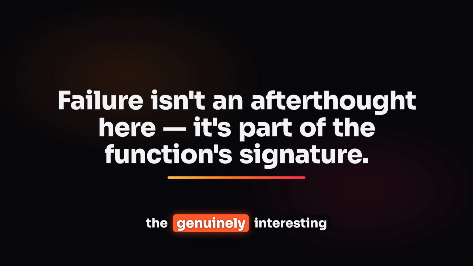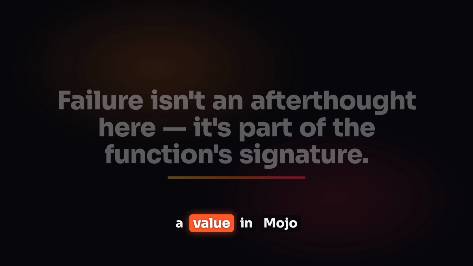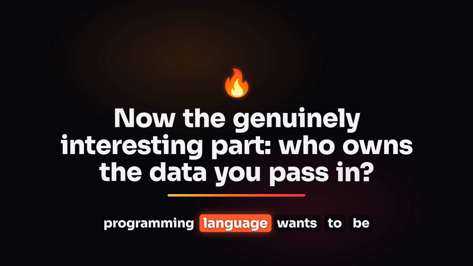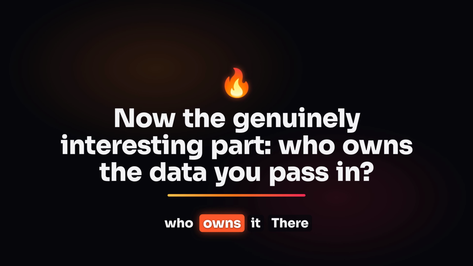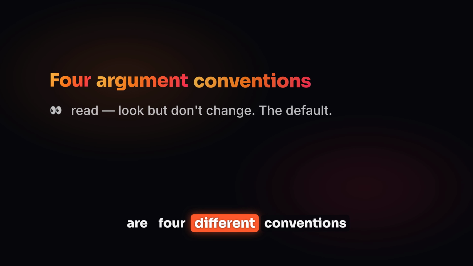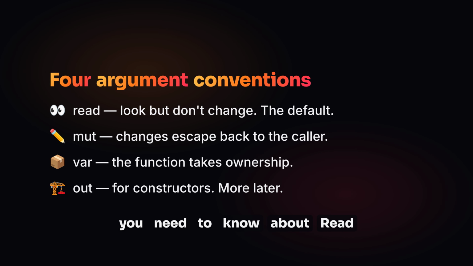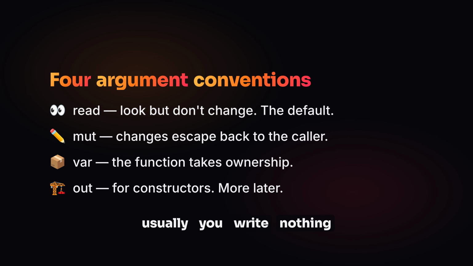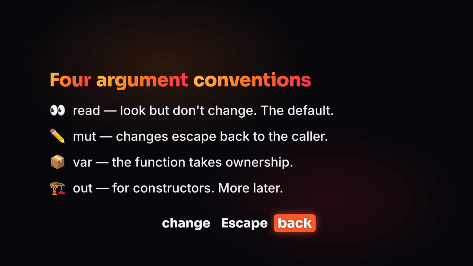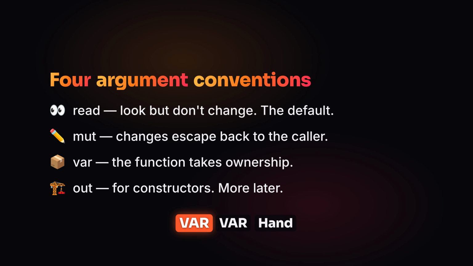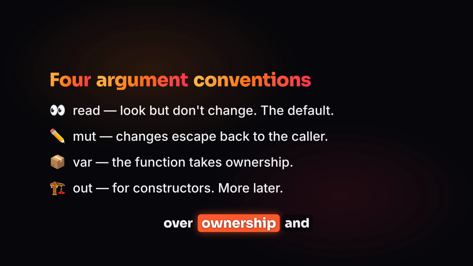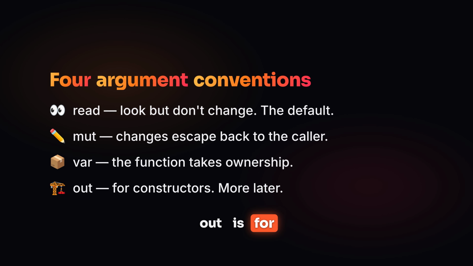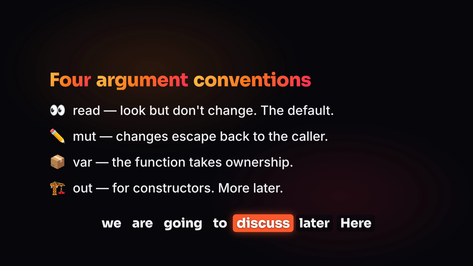Now, the genuinely interesting part. When you pass a value in, the Mojo programming language wants to be crystal clear about who owns it. There are 4 different conventions you need to know about. Read gives the function a look, but no changes are allowed, and it's the default. So usually you write nothing. Mutation, mut, lets changes escape back to you. Var, var, hands over ownership, and out is for constructors, which we are going to discuss later.